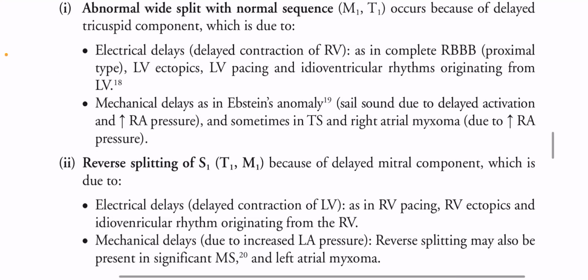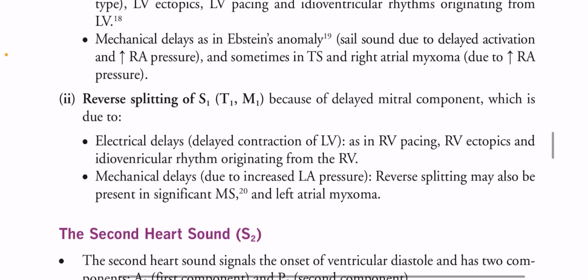Reverse splitting of first heart sound, T1 followed by M1, occurs because of a delayed mitral component, which is due to electrical delays, delayed contraction of the LV, as in RV pacing, RV ectopics, idioventricular rhythm originating from the RV, and mechanical delays due to increased LA pressure. Reverse splitting may also be present in significant MS and left atrial myxoma.